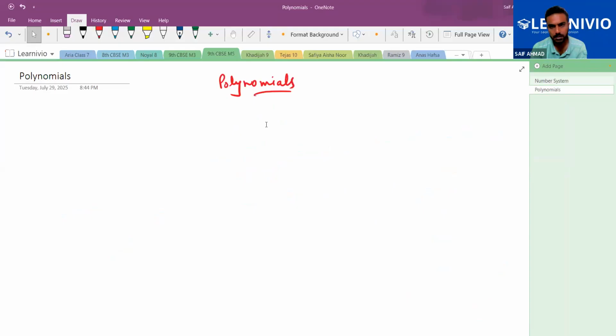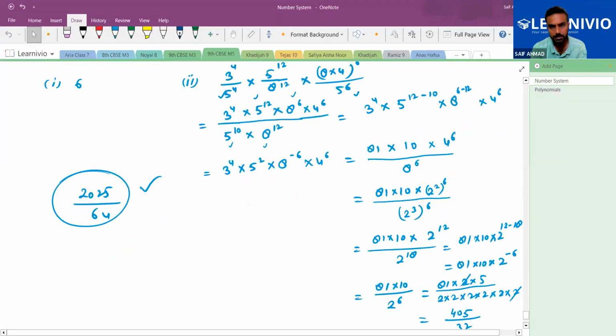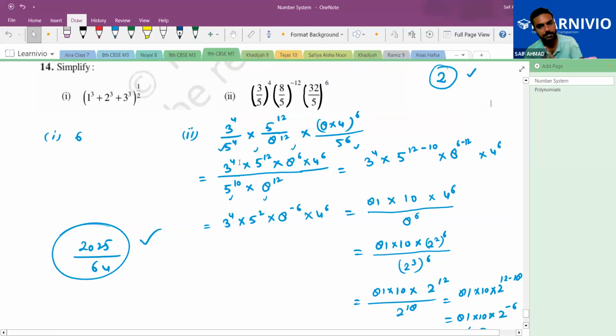Okay. Yes. Found the mistake. Yes, sir. Tell me where is the mistake. Sir, in 3 raised to 4 into 5 raised to 2, isn't 5 raised to 2 supposed to be 25?